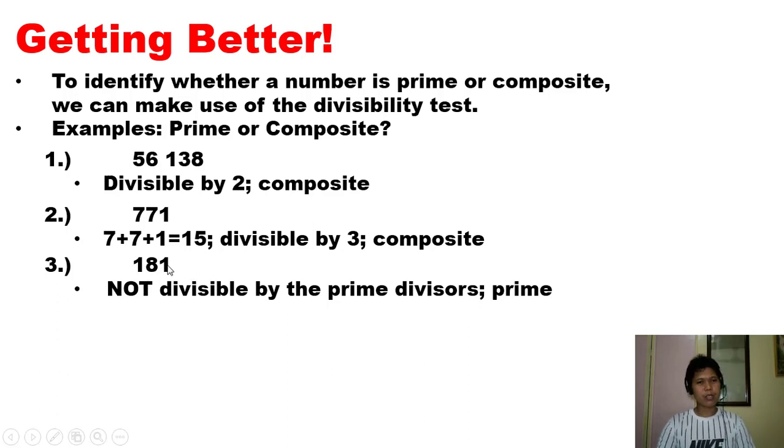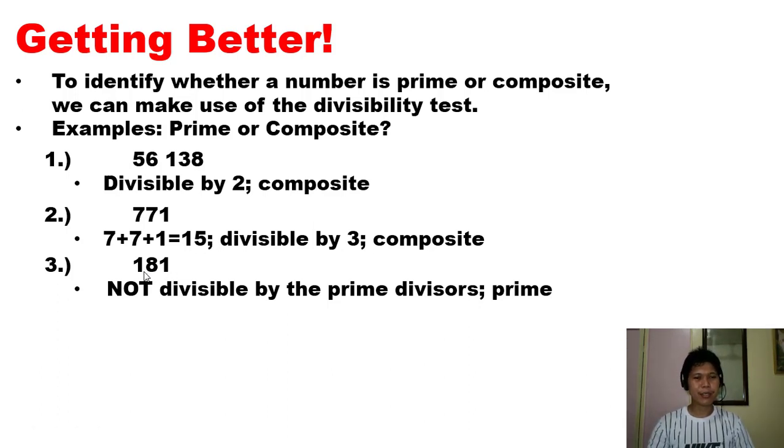181. So, sa 2 is not. Sa 3 naman, 1 plus 8 plus 1 is 10. Hindi. Sa 2, 3, okay, sa 5, so of course, it is not divisible by 5. And then sa 7, we have 1 times 2 is 2. 18 minus 2 is 16. Hindi rin divisible by 7. So 11, 1 plus 1 is 2, hindi 8. So it is not divisible by 11.